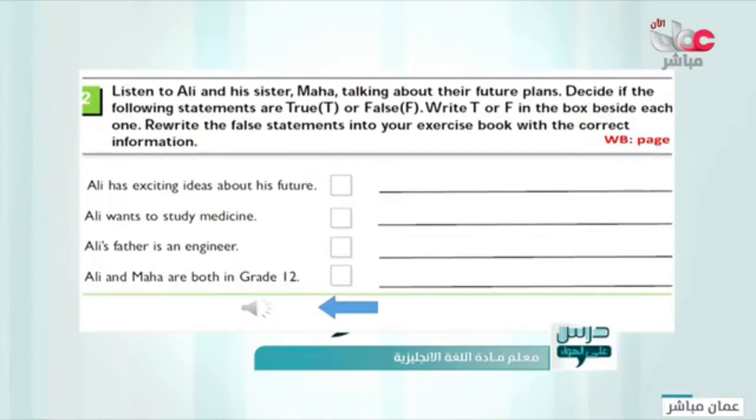Also, you are going to listen to Ali and his sister, Maha, talking about their future plans. Decide if the following statements are true or false. Write T or F in the box beside each one. Rewrite the false statements in your exercise book with the correct information. So you are going to listen to a conversation between Ali and his sister Maha. They are talking about something, and as soon as you listen, decide whether these statements are true or false, and if they are false, please write the correct statement. Let's go and start and listen.